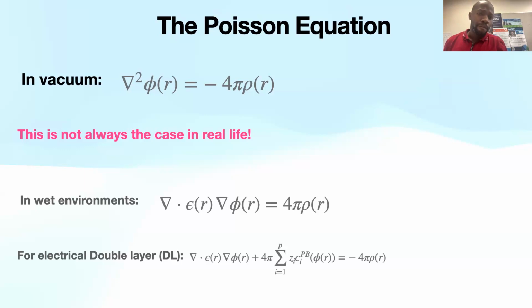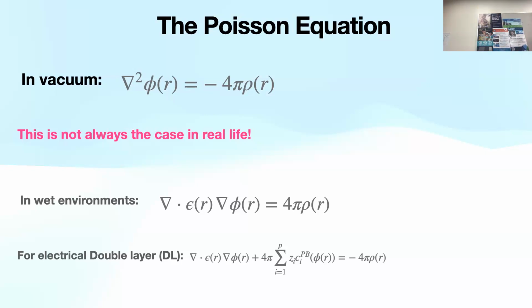And then that is not always the case in real life. We have wet environments almost everywhere. You might find that the molybdenum disulfide that I've shown in the motivation is interacting with water around it or any other liquid. So the problem that we want to solve now becomes a little bit complicated, and we call it the generalized Poisson's equation in this case.